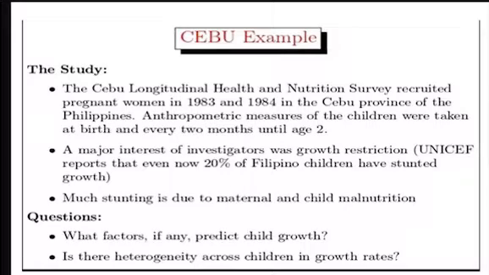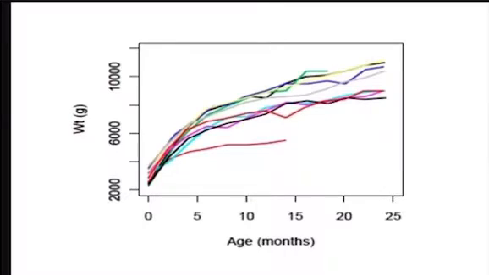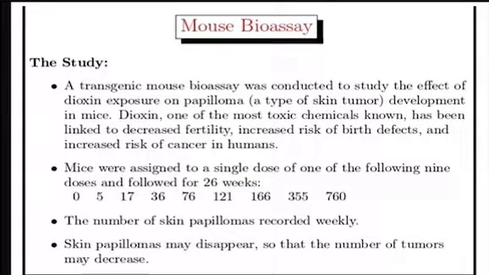Now, the question here is, what factors, if any, can we use to predict child growth? Then, is there homogeneity across children on growth rate? That actually needs to be answered, and we can achieve that within the framework of repeated measure. Now, this is the graph for the weight. There's another study. There are a lot of studies here.